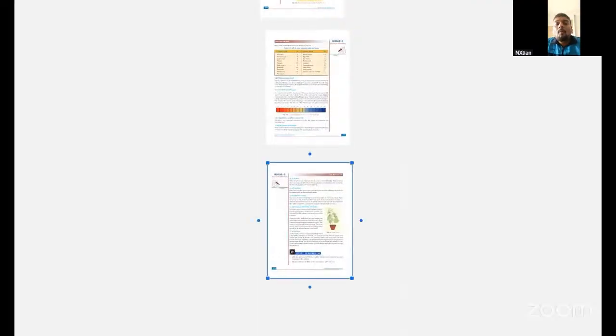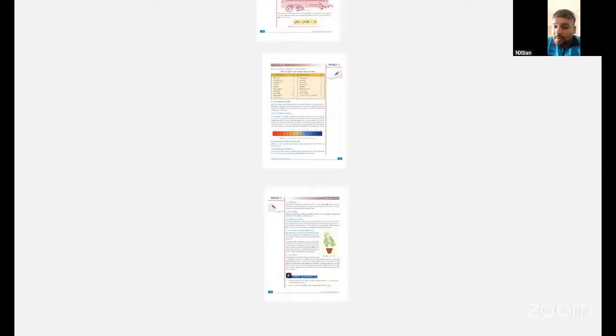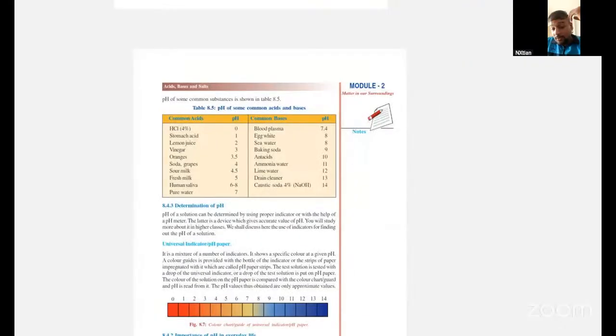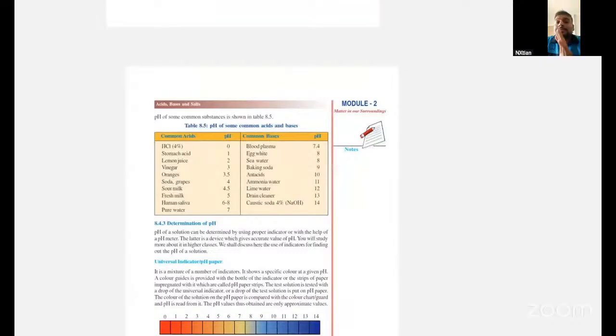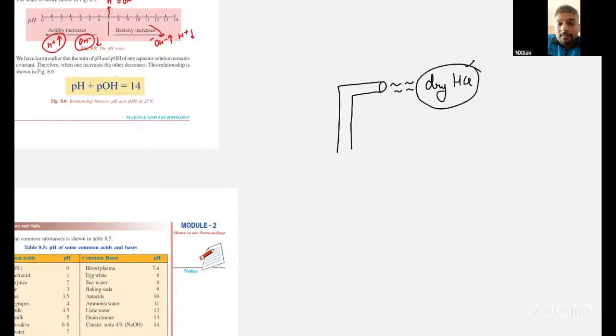The role of water in pH and all, we can understand it like this. Please, everyone, pay attention. The role of H2O: we'll do one experiment. For example, in that experiment, dry HCl gas is coming out.